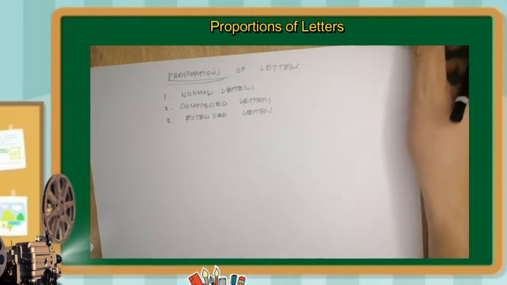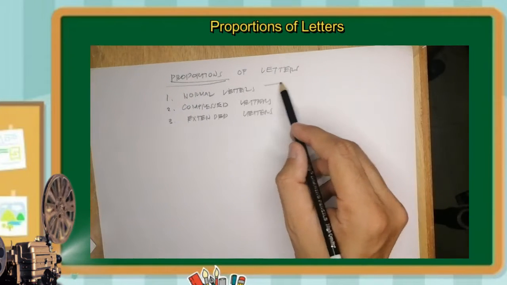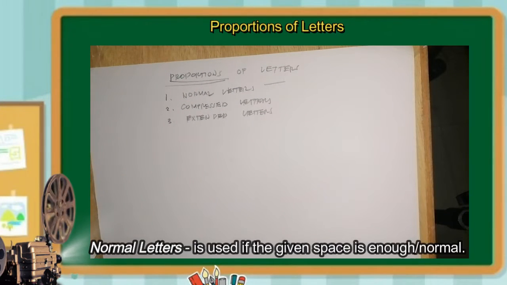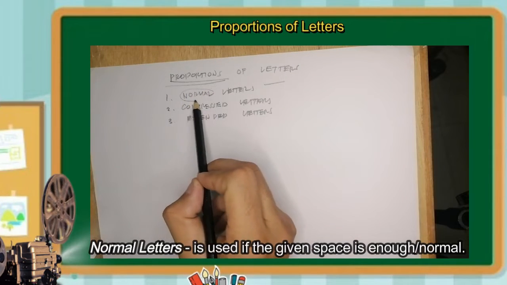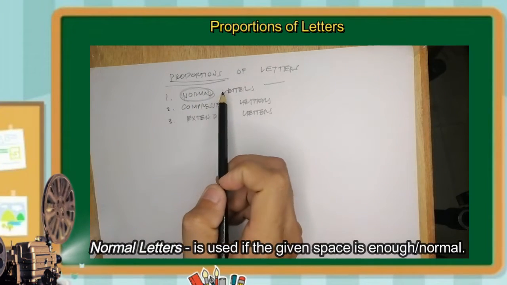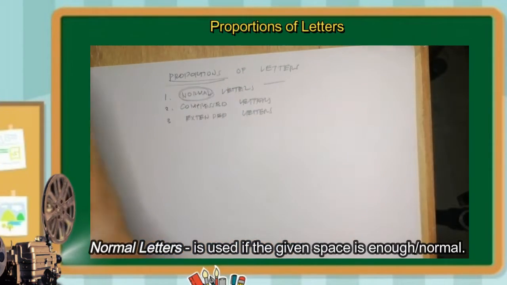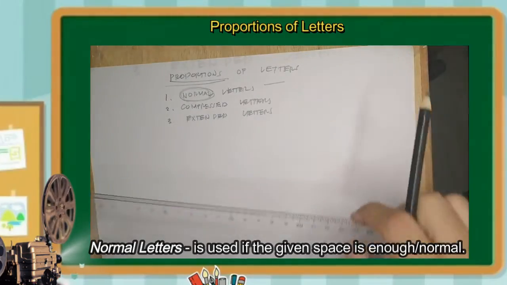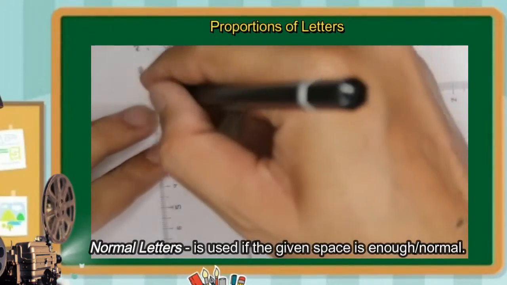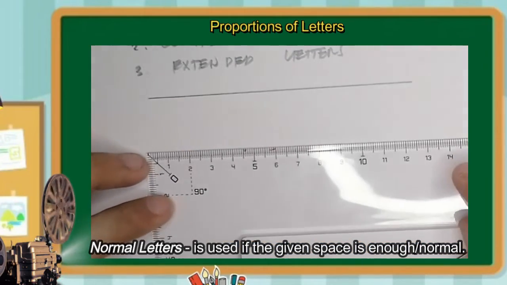Okay, let us first have the normal letters. Okay, so para saan ba ang normal letters? Normal letters is used if the given space is enough. Okay, so from the term normal, ginagamit natin to pag yung given space is normal also. So there will be no adjustment on the letters. Example, I will be having this space. Example, this is the given space for our normal letter.